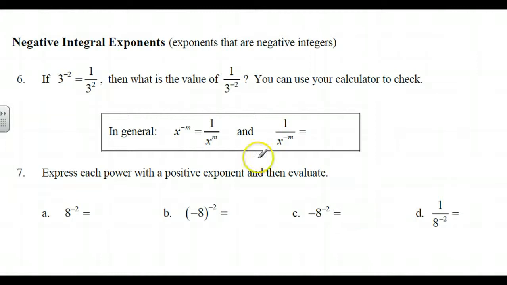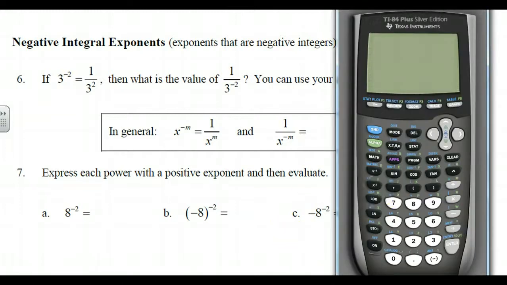Negative integral exponents, so exponents that are negative integers. So if 3 to the negative 2 is 1 over 3 squared, then what is the value of 1 over 3 to the negative 2? Okay, you can use your calculator to check that out, and you will find that you get 9. Here, shall we use the calculator? Let's clear. 1 divided by 3 to the power of negative 2 is positive 9.